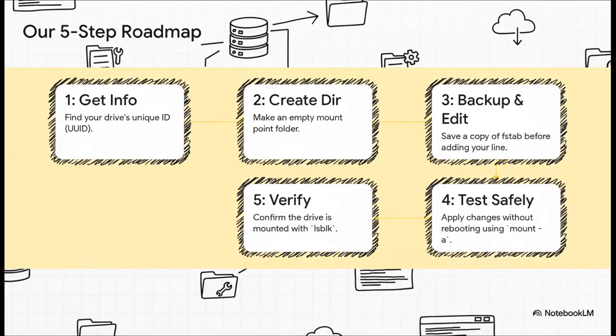First, we'll grab the drive's unique ID. Second, we'll make an empty folder for it to live in. Third, and you can't skip this, we'll back up the fstab file before we touch it. Fourth, we'll test our changes without even having to reboot. And finally, we'll double-check that everything works perfectly.